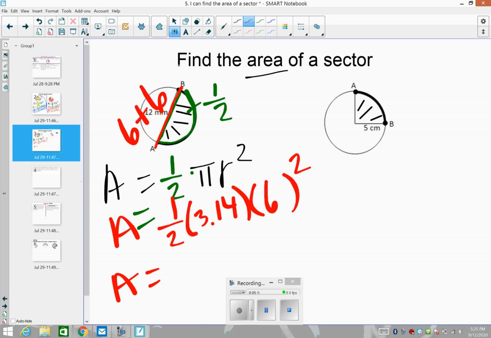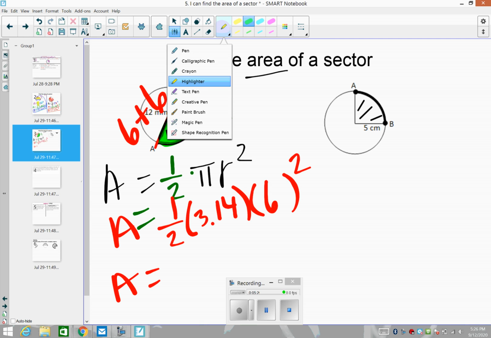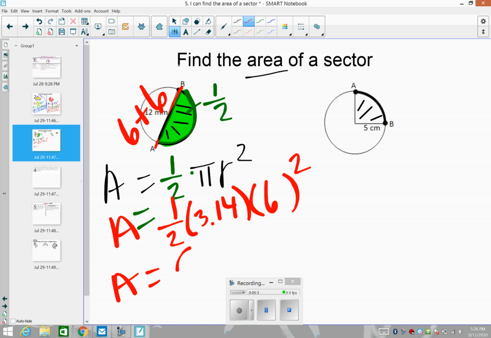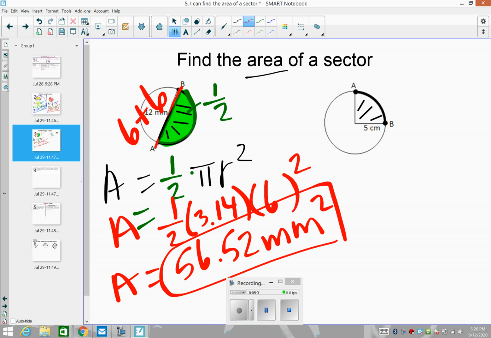So we're taking 1/2 of the area. 1/2 pi r squared. So really interested in the area of this region right here. We type that in our calculator and end up with 56.52. The unit on that is millimeters squared. That is the area of that shaded region, 1/2 of the circle.